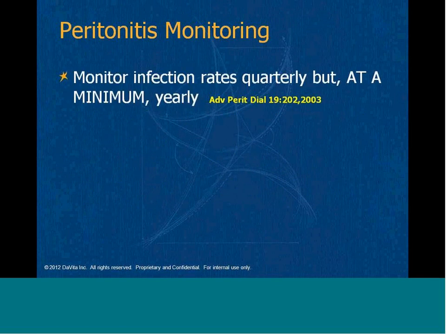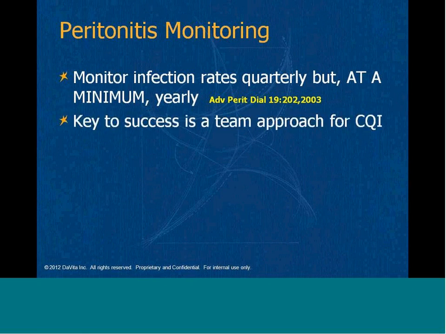Peritonitis monitoring. It's important to monitor infection rates quarterly, or at least once a year, and there is evidence that when you do this, you get better outcomes. Now, the key to success in this business is a team approach for CQI, and that means that not only do you involve your teammates, your nurses, your physicians, your patients, their families, but you reach out of the environment to the areas where the peritoneal dialysis patient is treated, and that's the hospital. The hospital is the place where they get a catheter inserted, and the place where they go back when they have intercurrent problems, and how patients are cared for in the hospital, how PD catheter exit-site care is done, is still important in terms of preventing infection. So when we talk about a team approach, it means not only your team in your clinic, but reaching beyond your clinic to the hospital as well.